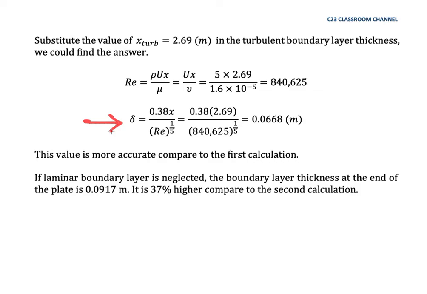This value is more accurate compared to the first calculation, because if we neglect the laminar boundary layer, meaning we assume it is 100% turbulent boundary layer, then delta is 0.0917 meter, which is 77% higher compared to our second calculation here.